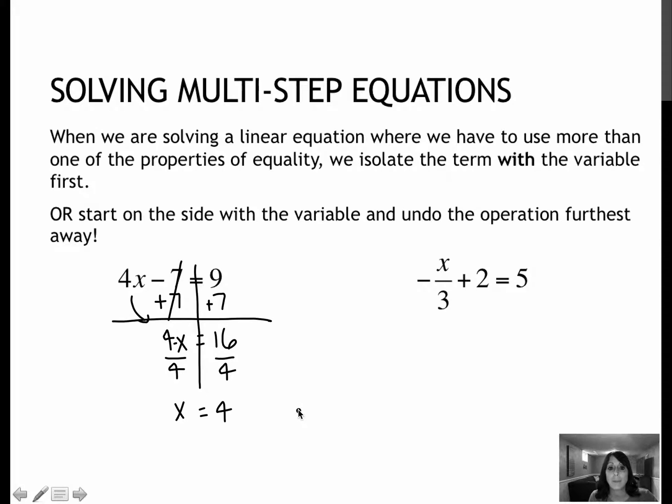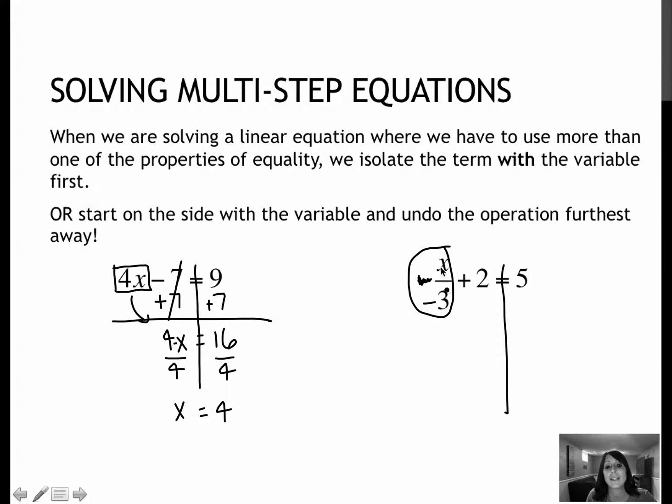So it's your best bet to either remember to isolate the value that has the variable first and then isolate the variable, or like I said, start on the side that has the variable and undo what is furthest away. Same thing for my second equation here. I've got this x divided by the negative 3. Remember, I'm going to think about the negative being on the denominator. So x is being divided by negative 3. We're also adding 2, but we're adding 2 to this whole thing.